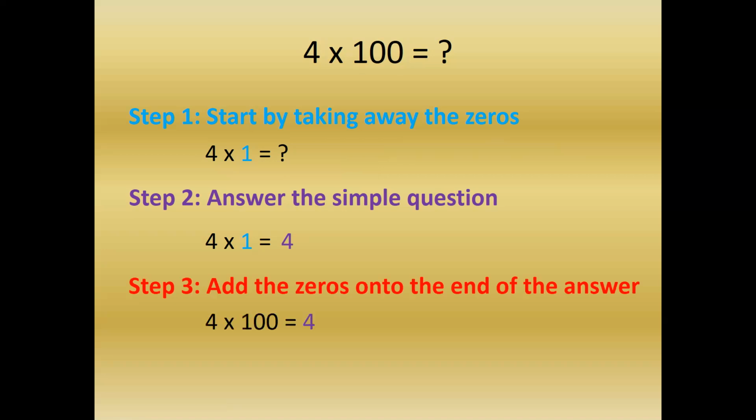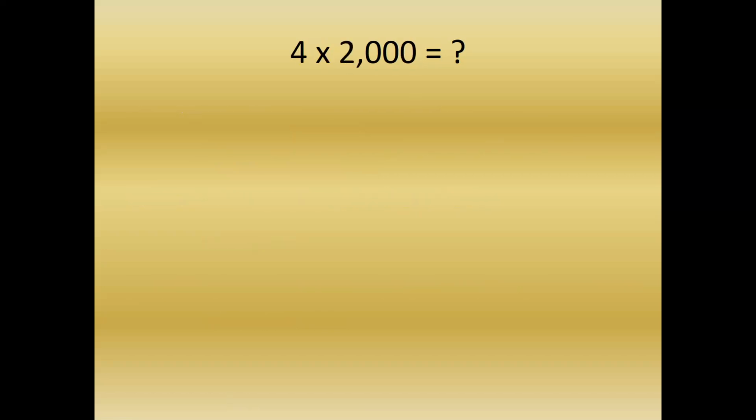So now step number 3, we have to add the zeros onto the end of the answer. So we took away 2 zeros at the beginning. So 4 times 100 equals 4, and then we have to add 2 zeros on. So 4 times 100 is equal to 400. Now that was pretty easy, and I think you guys get that. So let's try to make it just a little bit harder.